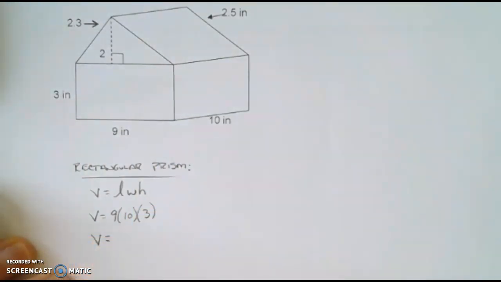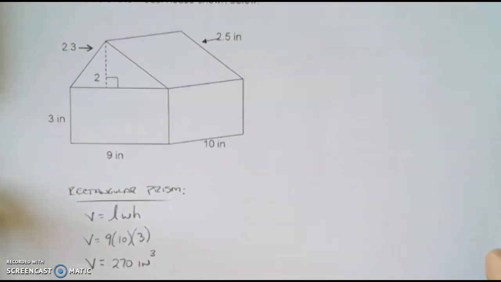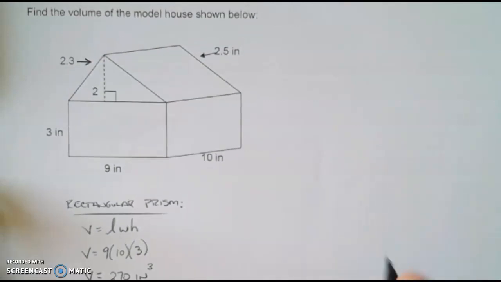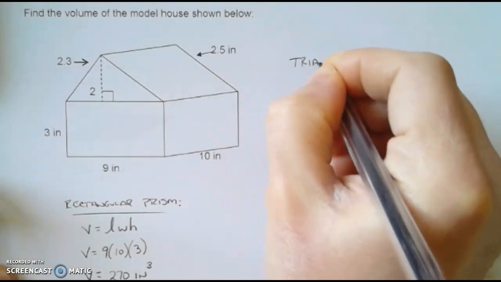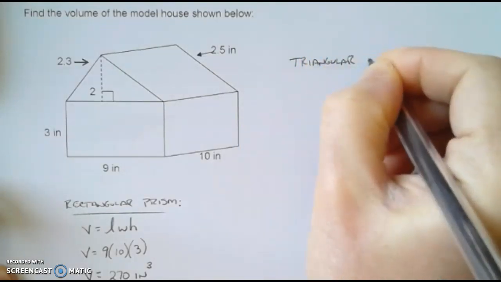Now in order to get this volume, we're just going to multiply our numbers together. 9 times 10 is 90. 90 times 3 is 270. And the units are going to be cubic inches, inches cubed. Remember, for volume you cube the inches. For area and surface area, you square the inches. Now we need to find the volume of the triangular prism, and I'll do that over here. Triangular prism.